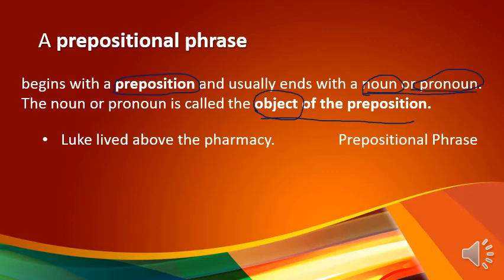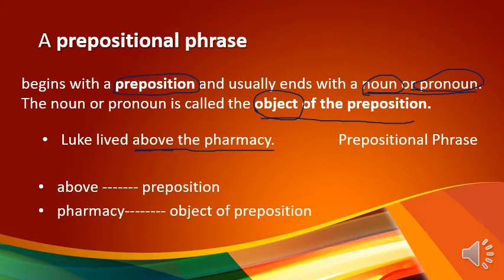Luke lived above the pharmacy. So which word here is the preposition? We have "above" as the preposition. So the prepositional phrase starts from the preposition till a noun, which here is "pharmacy." So this is the prepositional phrase: above the pharmacy. "Above" is the preposition and "the pharmacy" is the object of the preposition. Why? Because this is the noun in the prepositional phrase. We call it an object of preposition.